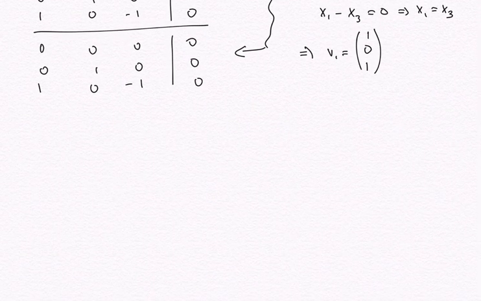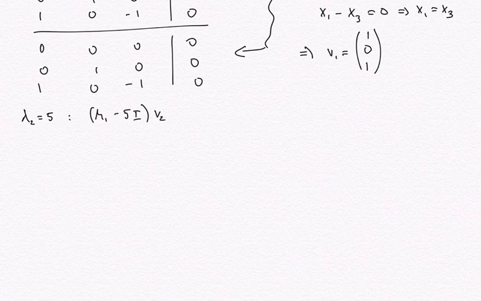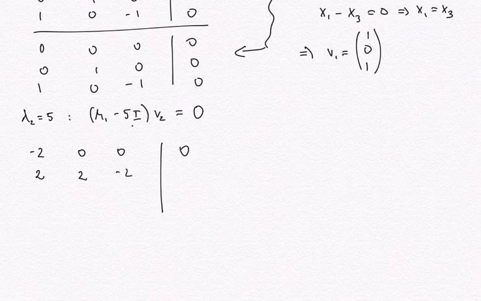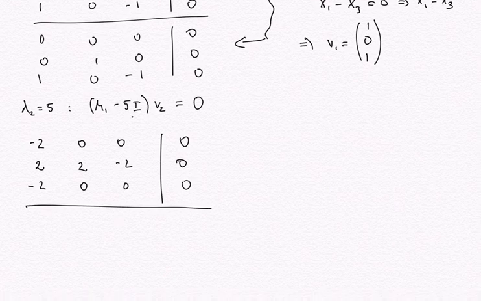The second one, lambda 2 equal to 5, corresponds to the system of equations M1 minus 5 times the identity times the second eigenvector is equal to 0. Or I subtract 5 on the main diagonal. 3 minus 5, that's minus 2, 0, 0, right-hand side 0. 2, 7 minus 5, that's 2. Minus 2, 0, 5 minus 5, that's 0. And 0 on the right-hand side.